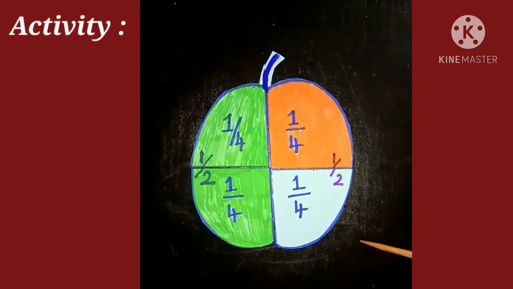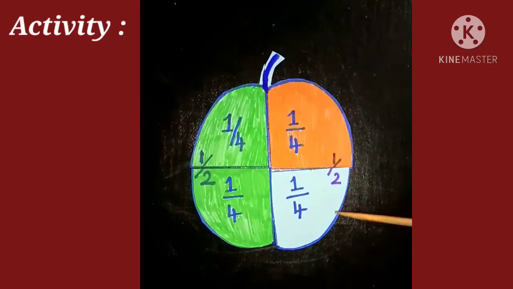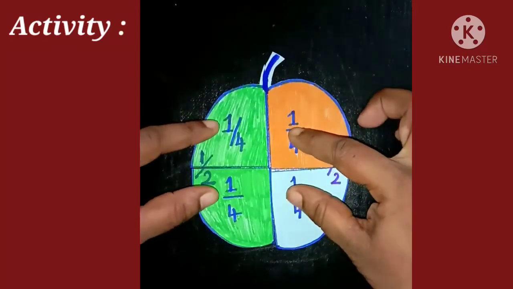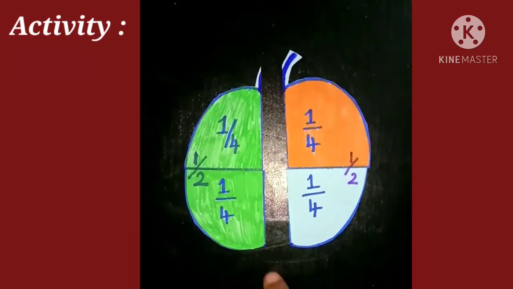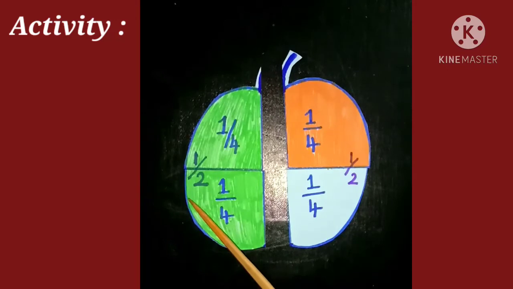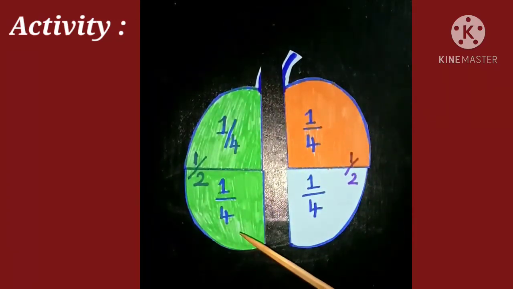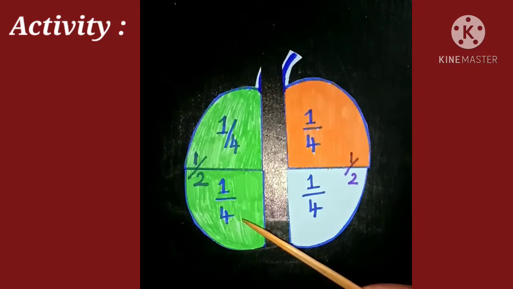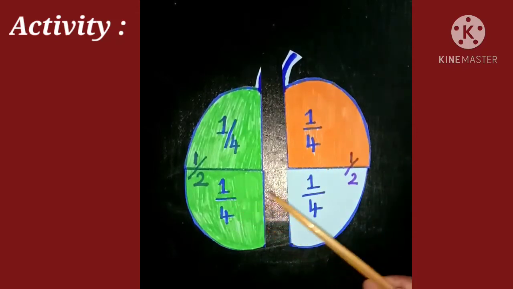Dear students, now we are going to do a small activity in order to easily understand about fraction. Now we have taken an apple. First, we are going to divide this apple into two equal parts. Just because we are dividing the apple into two equal parts, each part can be said as 1/2 of the whole. Now, again we are going to divide each half of the apple into two equal parts.